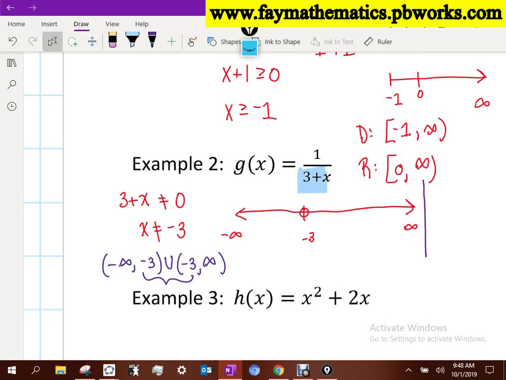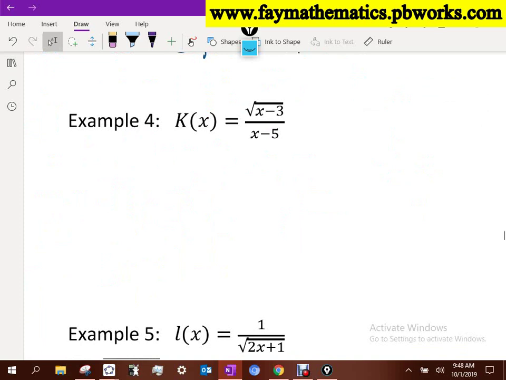Do I have to do any work? Nope. Why not? What's the assumption we make about the domain? All real numbers. And then I look at that, and I ask, okay, are there any restrictions? Is there any division, or is there any square roots or even roots in general? No. So all real numbers. So nothing gets kicked out of that initial assumption. So that domain would be all real numbers.